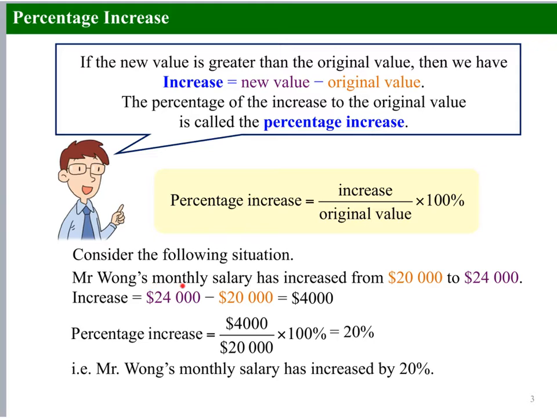Mr. Wong's monthly salary has increased from $20,000 to $24,000. This is an increase of the salary, so the increase is $4,000. And the percentage change is to put the increase of salary on the top and the original value at the bottom, times 100. After we calculate this equation in the calculator, the answer should be 20%. Mr. Wong's monthly salary has increased by 20%.